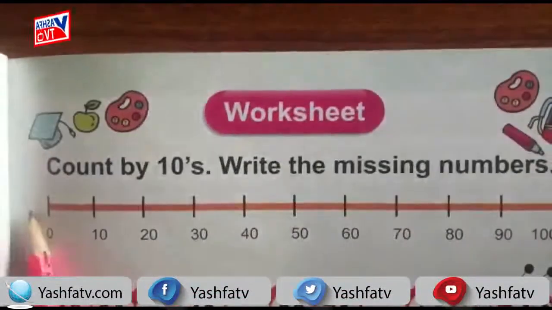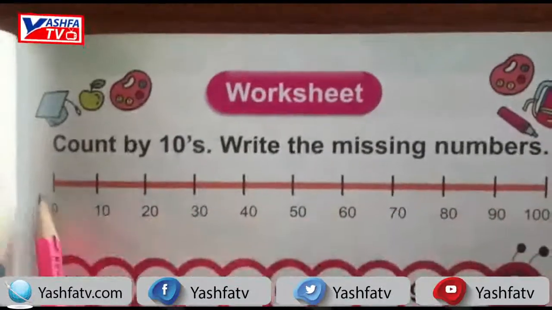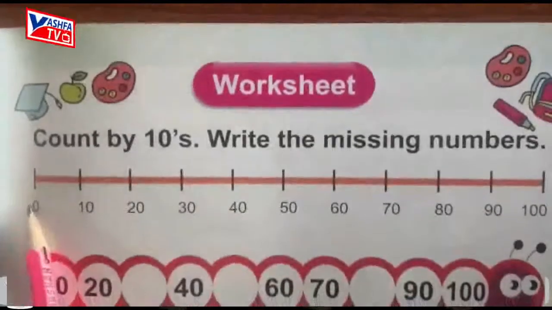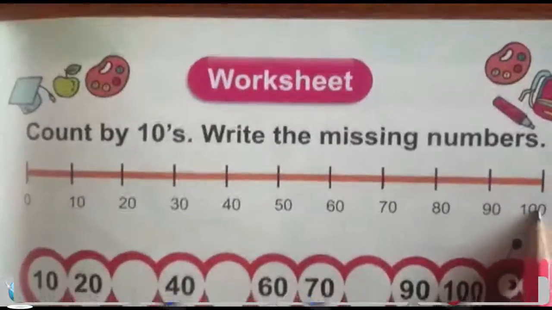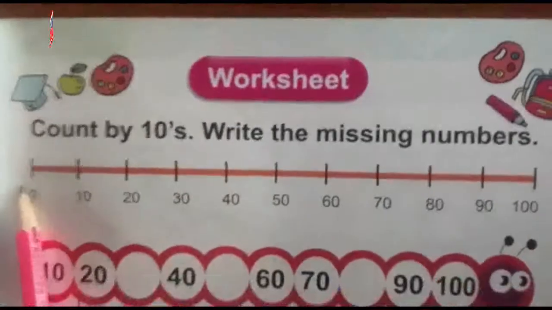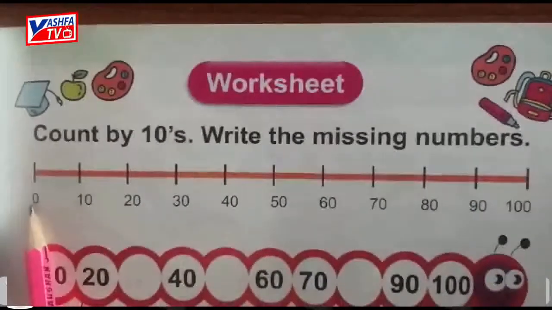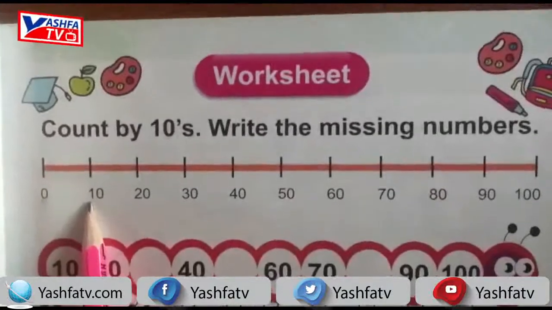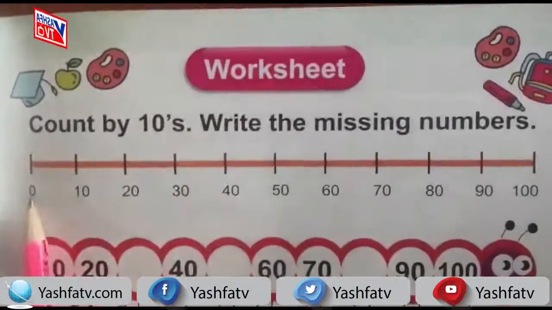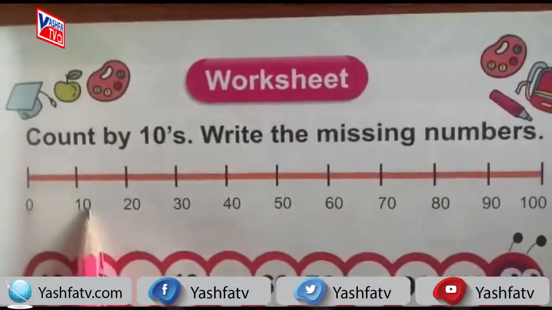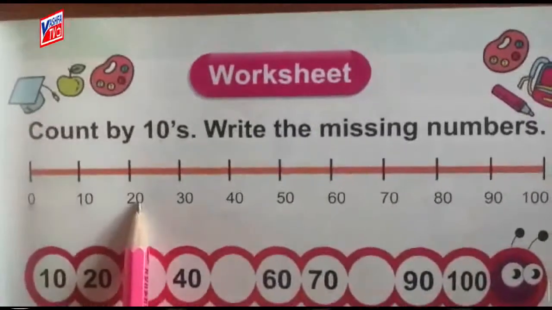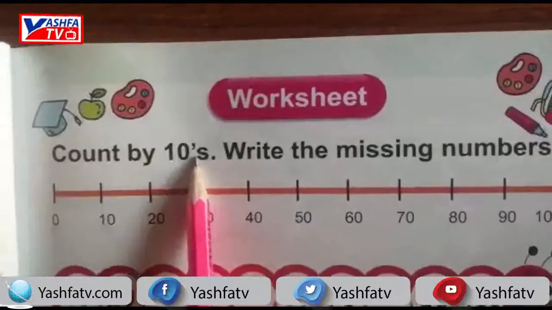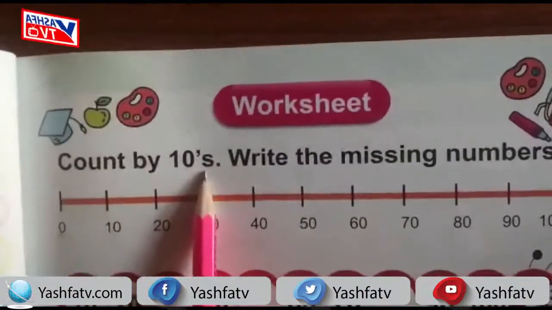So look at this, it's a number line. On this number line there are different numbers shown. Numbers start from 0 and end at 100. So we look at this number 0 and after this number there is a 10. It means that we count numbers 10 and after 10 there is a 20. It means that we count the numbers by tens.